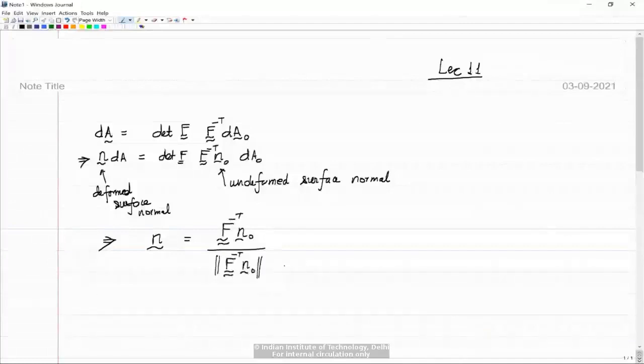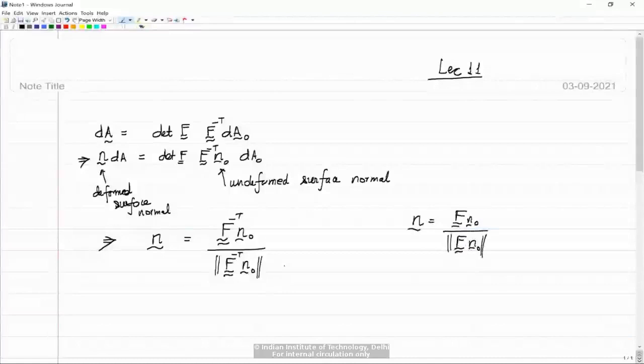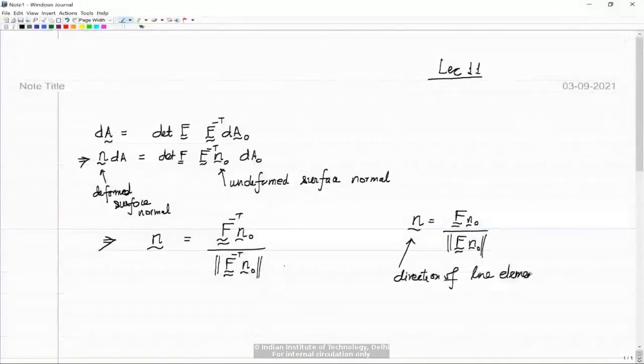Okay, contrast this with the direction of the line element. How was the direction of line element transforming? Can you recall? So that was n equal to F n naught divided by mod of F n naught. So do not confuse that the two n's are same. Okay, this is the direction of line element, whereas this n is the surface normal.